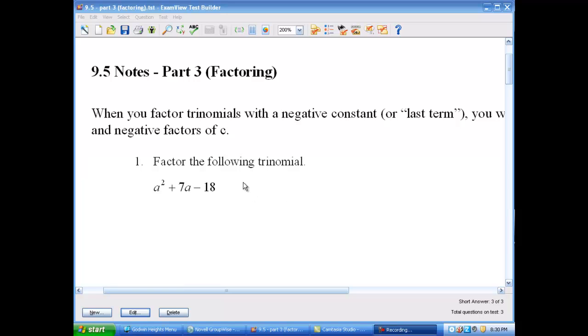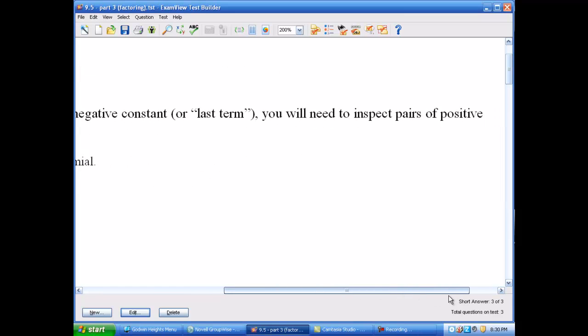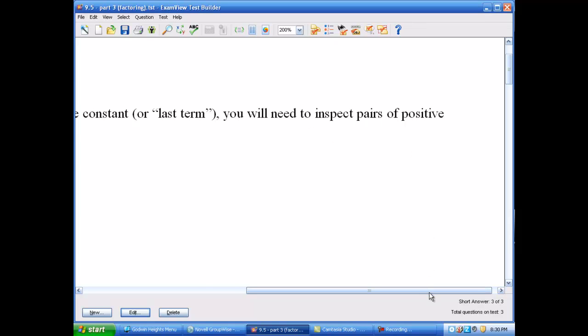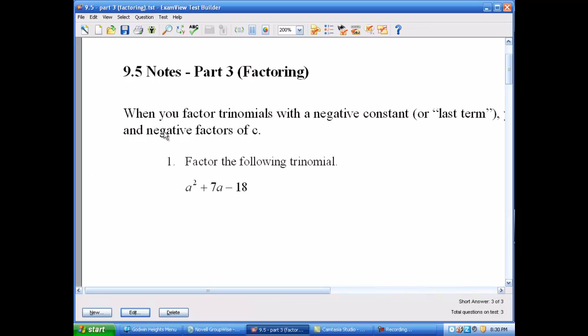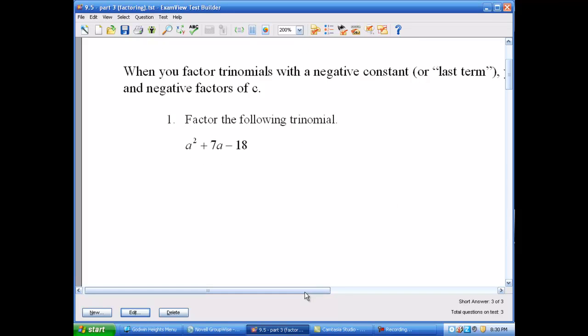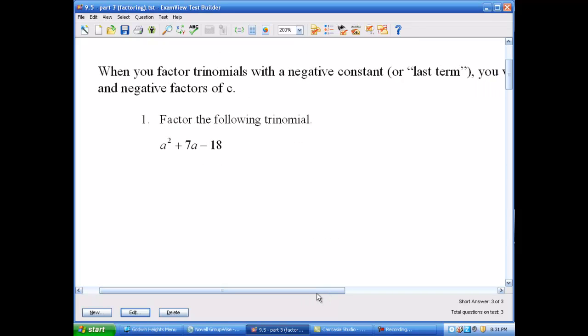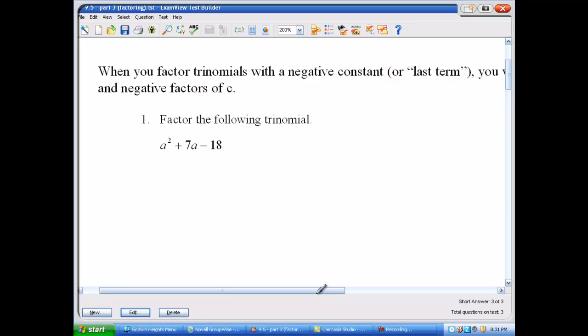Part 3 of factoring. What I'd like to do first of all, in continuation of yesterday, is tell you that when you factor trinomials with a negative constant or last term, you will need to inspect pairs of positive and negative factors of C. What I mean by a negative last term is when they're in the form of x squared, plus or minus bx, minus c. What we have to do is inspect those pairs.